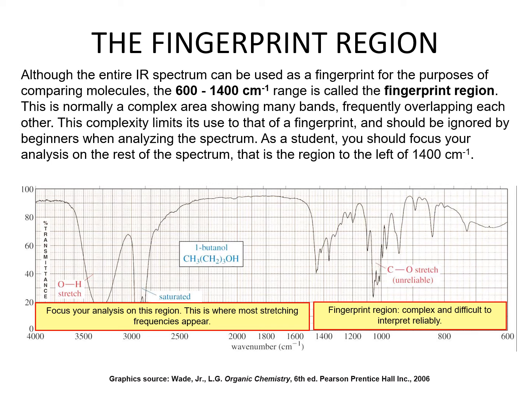So this is just a way of looking at it. Like this says here, as a student, you really should be focusing on the left part, the non-fingerprint part. Basically anything over 1400 wave numbers is what you're going to be focusing on. The fingerprint region is just all convoluted. There's tons of stuff overlapping in there, and you won't really be able to differentiate anything.